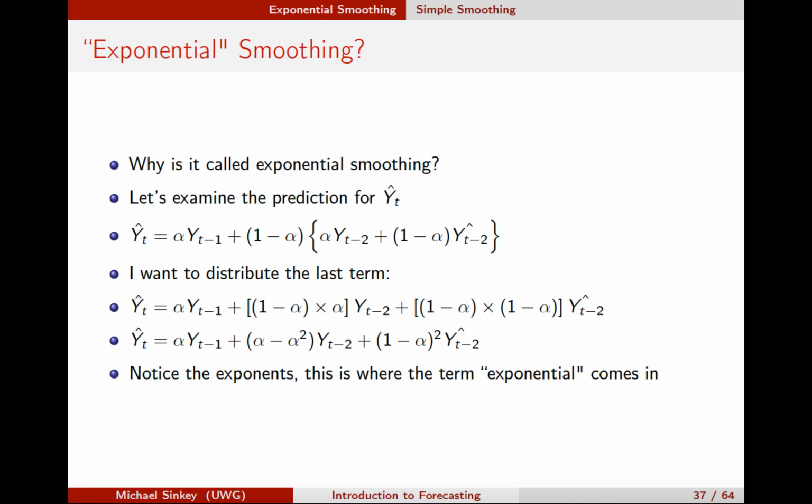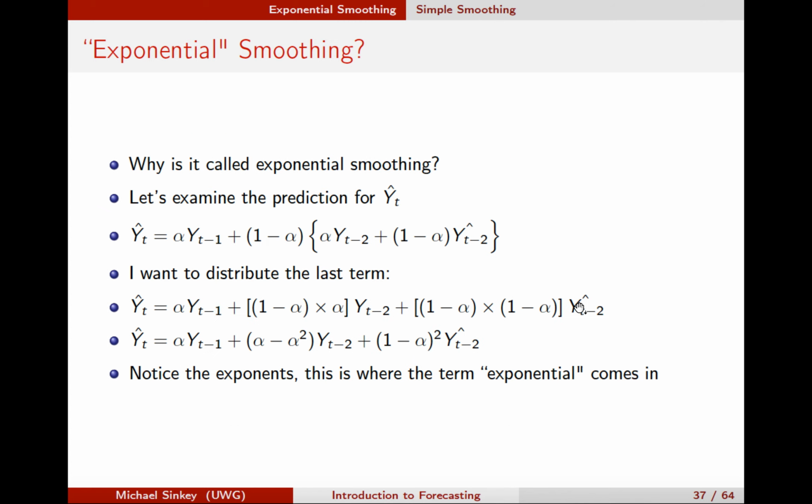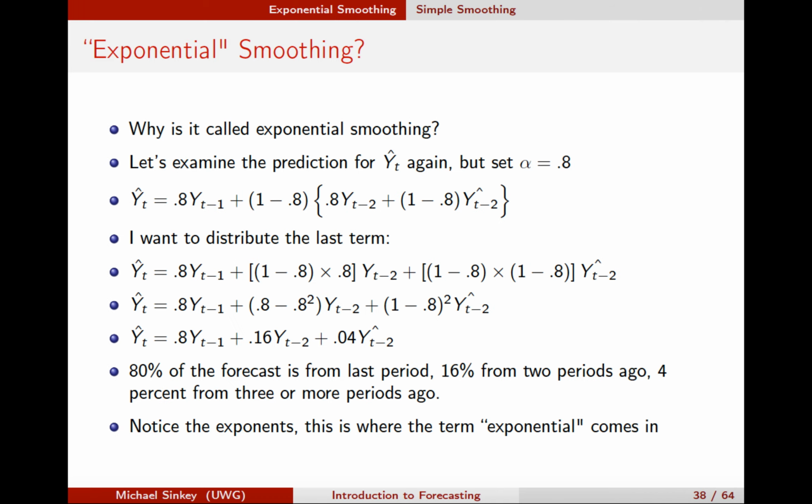Now, what are the practical implications for the forecast? Let's look again at why it's called exponential smoothing. But now I'm going to set alpha equal to some number so we can visualize it. My forecast for today, 80% of the forecast is coming from data from yesterday. Then I have 0.8, 0.8, and 0.8 here. I distribute it again. Okay, so this is the same as the previous slide. However, I just changed alpha to 0.8.